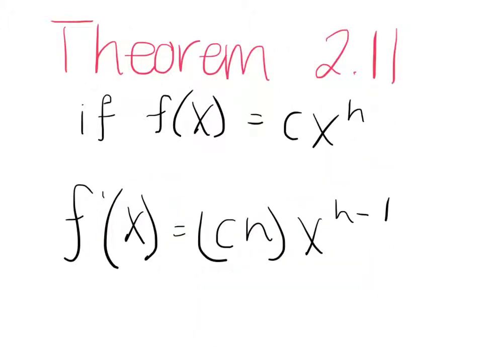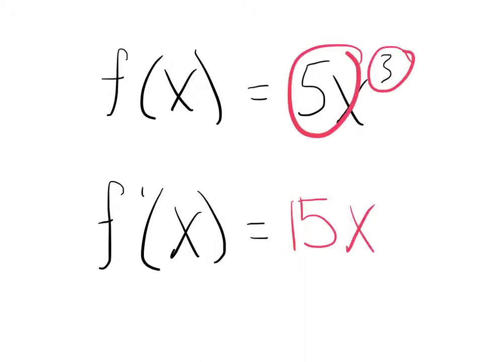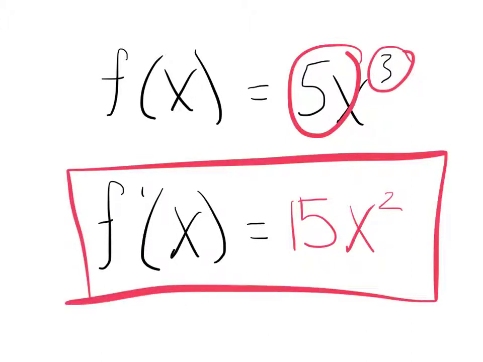This theorem continues the property we found in the power rule. For example, if f of x equals cx to the n, you just multiply n by c and subtract 1 from n. For example, if f of x equals 5x cubed, you multiply 5 times 3, making this 15, and then for x, subtracting 1 from the power gives 2. Therefore, this is the derivative.